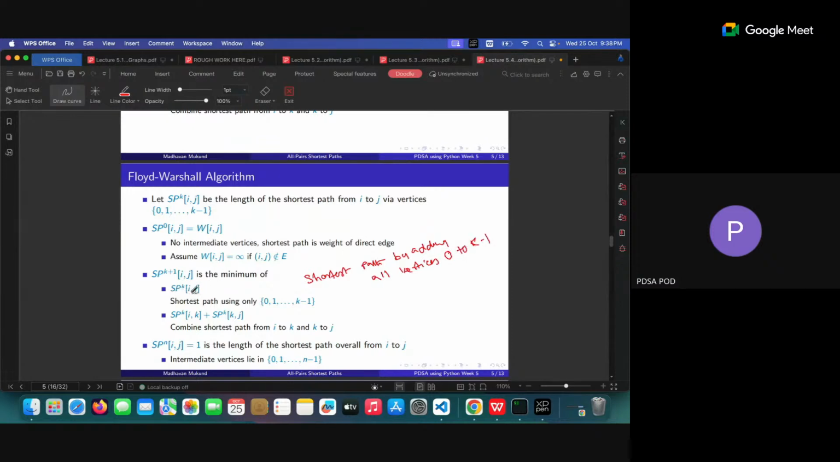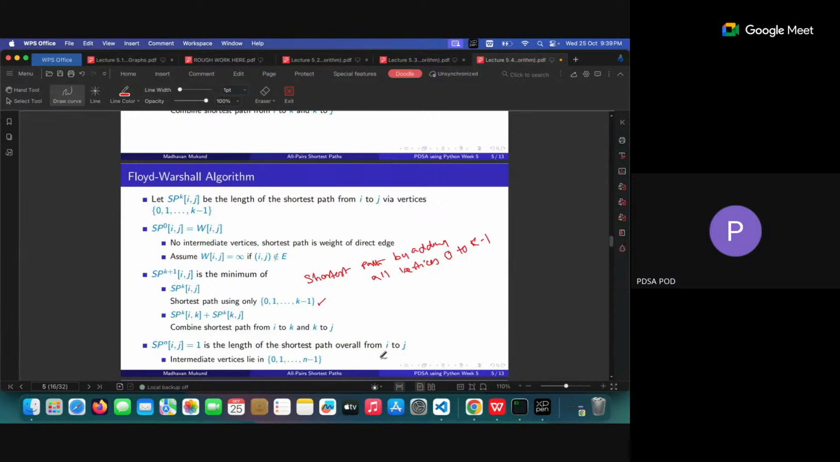So SP to the power of k of Ij is nothing but the shortest path using from 0 to k number of vertices. So here SP of Ik is nothing but SP of k of Kij. So I to k there is a path, and then k to j we have a path. Combine the shortest paths, we get I to k and k to j. So there are intermediary vertices, but they are connected in terms of I to k and k to j.